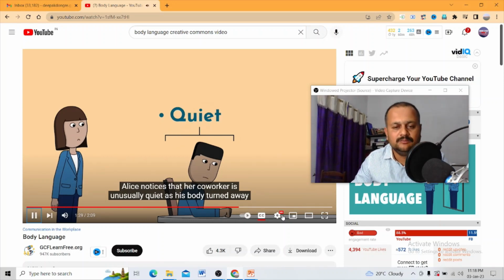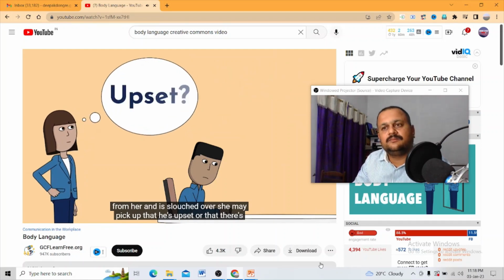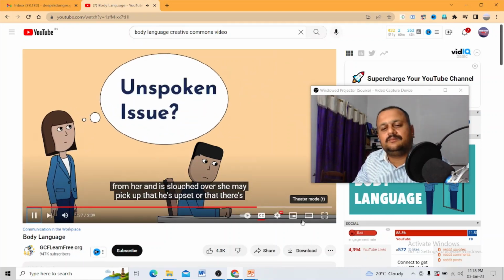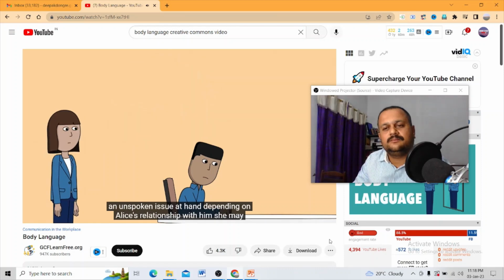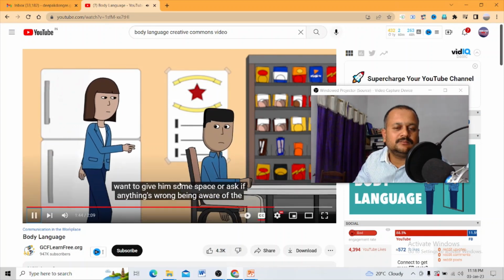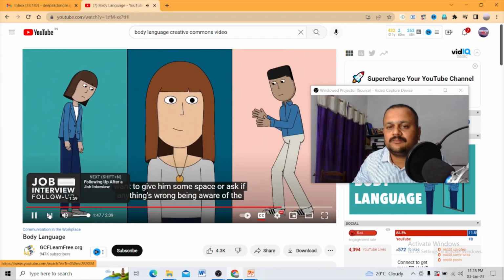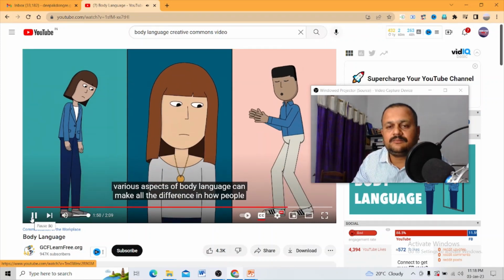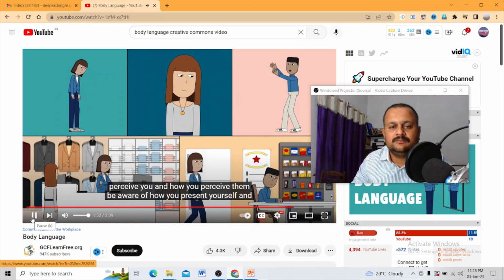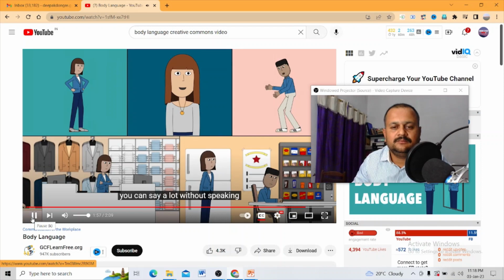He's unusually quiet, has his body turned away from her, and is slouched over. She may pick up that he's upset, or that there's an unspoken issue at hand. Depending on Alice's relationship with him, she may want to give him some space, or ask if anything's wrong. Space is another important factor in body language. We are going to study about it a little later. Being aware of the various aspects of body language can make all the difference in how people perceive you and how you perceive them. Be aware of how you present yourself, and you can say a lot without speaking.